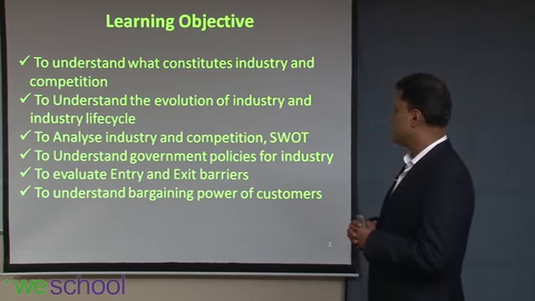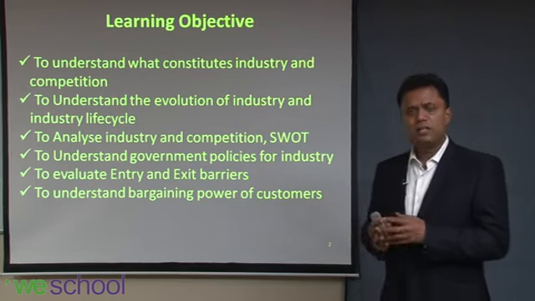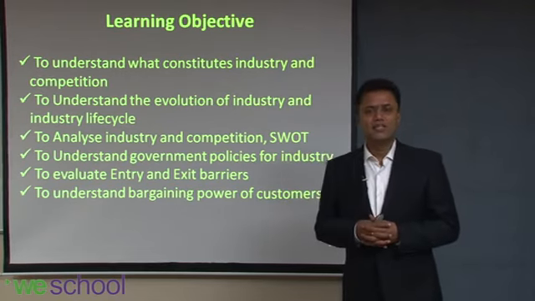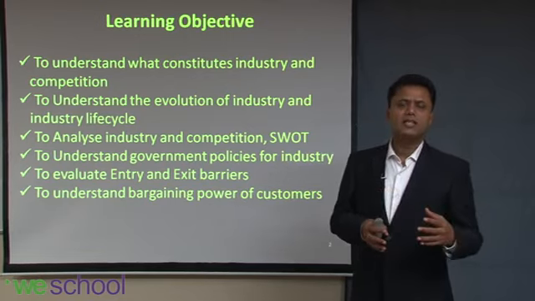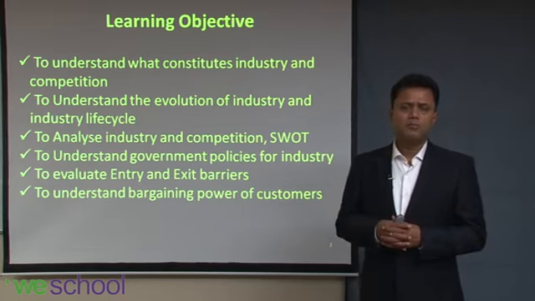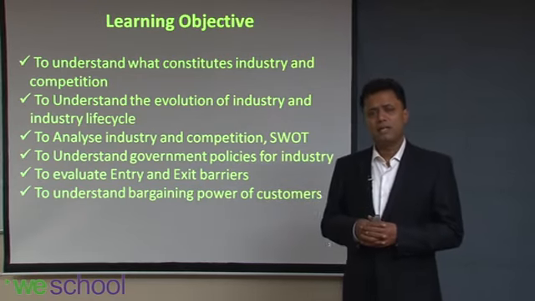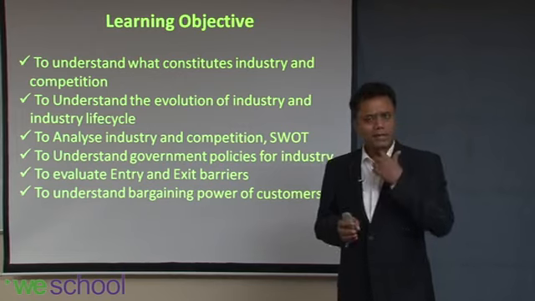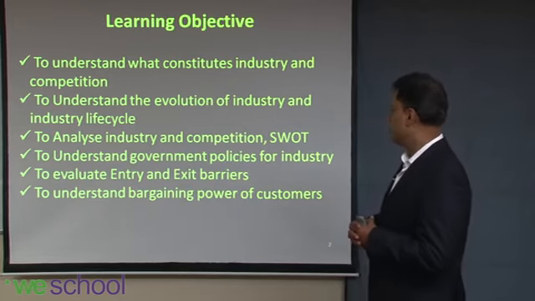to analyze the industry and competition through a SWOT analysis, to understand government policies for the industry, because government comes out with a lot of policies. There are regulatory bodies for individual industries, whether it is banking, financial, insurance, or stock exchanges, or mobile companies, IT companies. Every industry has industry regulatory bodies who come out with new policies and regulations to ensure that the industry performs transparently, and that corporate governance is properly complied with. That is one part we will be talking about: government policies and regulatory policies.